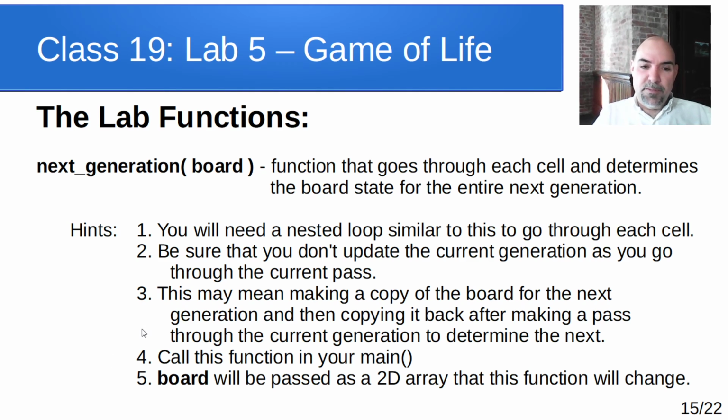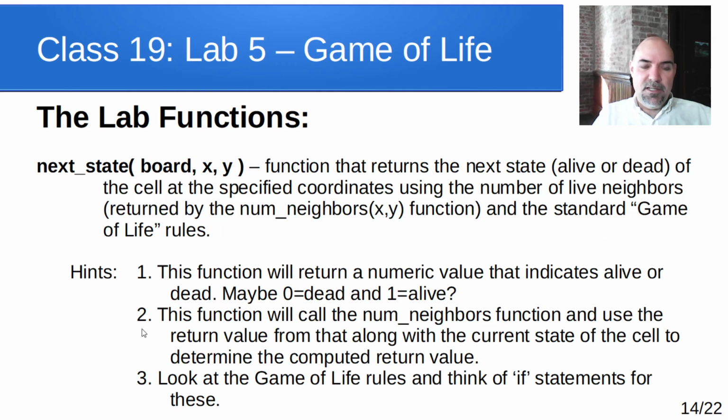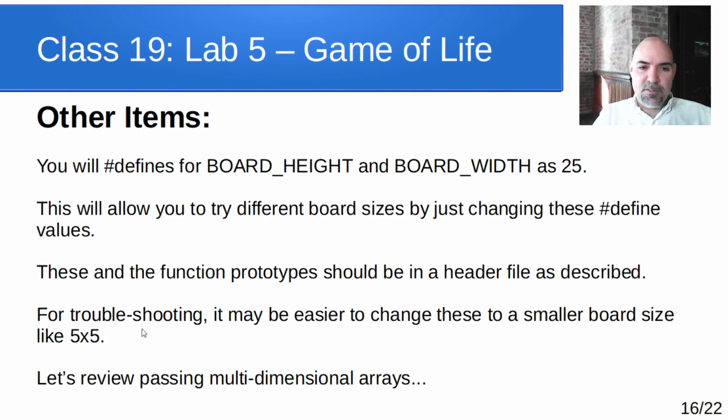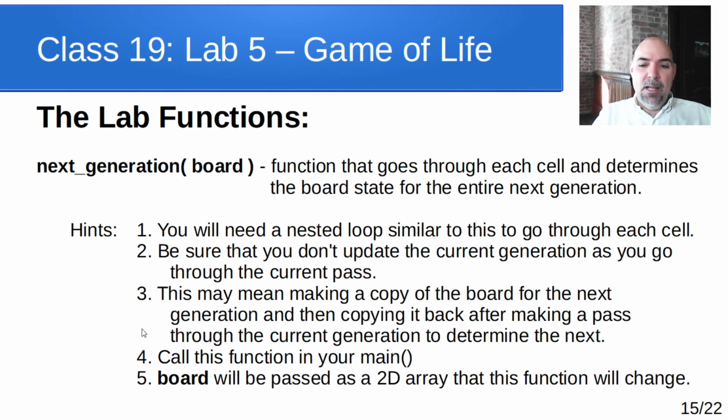The hardest one is probably going to be this next state, or maybe num neighbors. Those two are probably the hardest ones, but they're really not that bad. And again, the board is going to be passed in as a two-dimensional array in this, so that the function can change it.